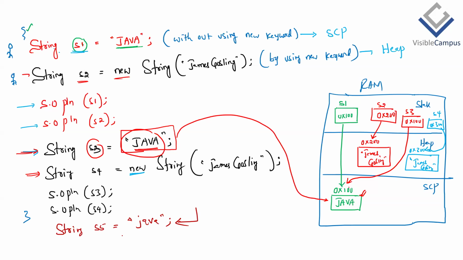Is Java case sensitive or case insensitive? Case sensitive. Therefore, capital Java is not the same as small Java. So it will be created. Remember this one: some address and a variable S5 holding that address, something like 0x400. Since Java is case sensitive, the capitalized Java is different from the lowercase Java.